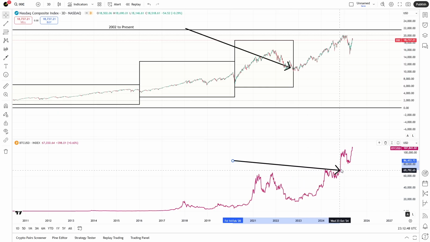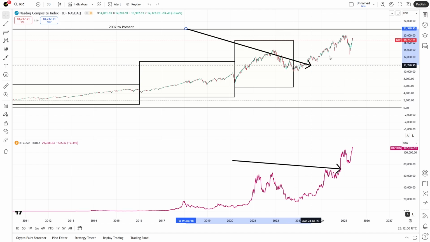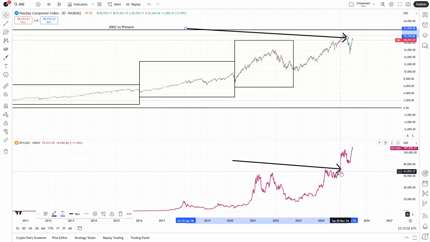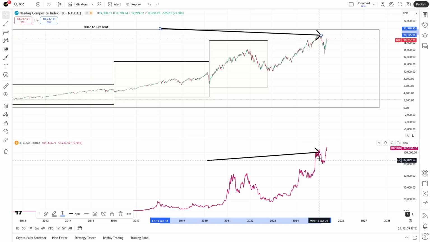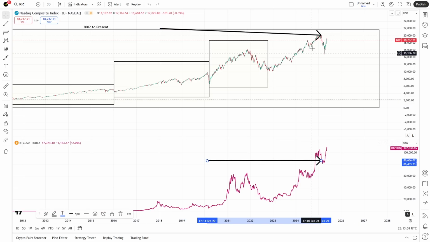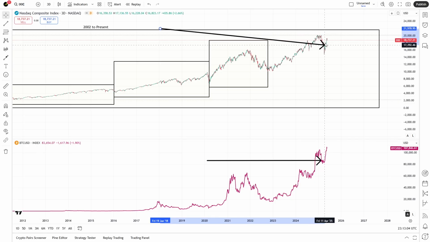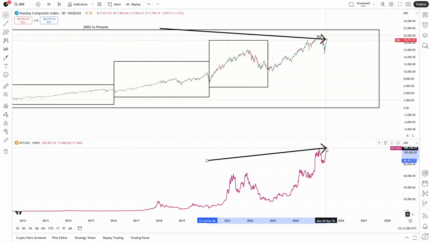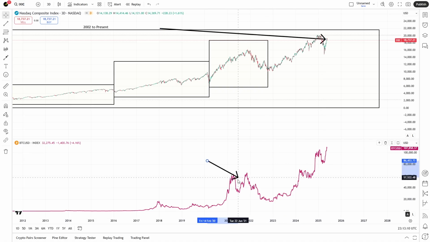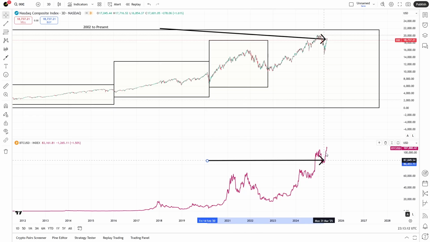So as Bitcoin has climbed up, so has the NASDAQ. When it came to its peak here, they both came to their peaks at the same place, same time. They both fell at the same time, and now we have the NASDAQ moving up, and we have Bitcoin aggressively moving up. It reminds me of this time over here. We have it aggressively moving up.